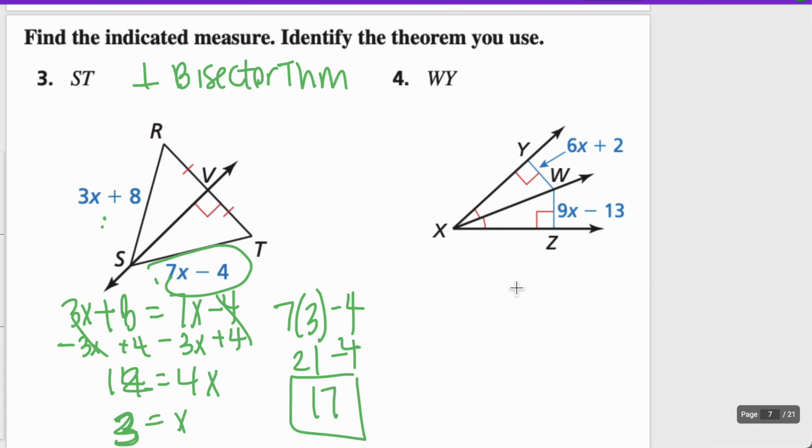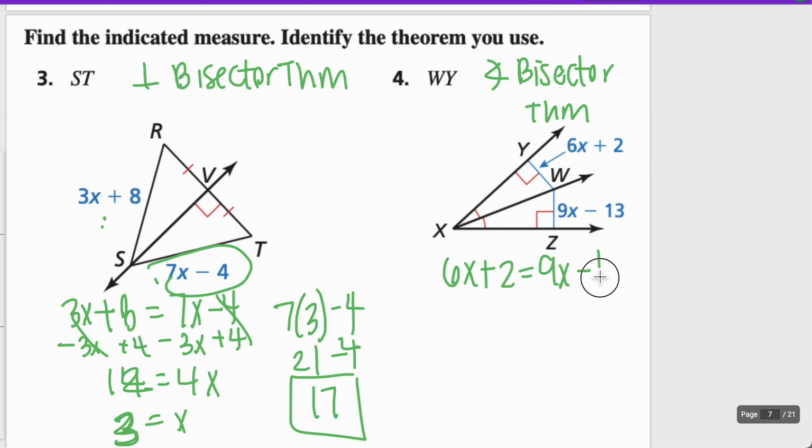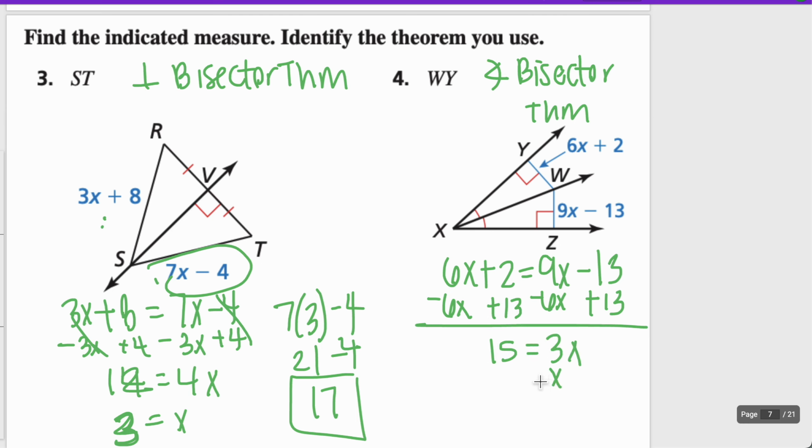Up here, we also have a bisector theorem, but this one's the angle bisector theorem. So that means both of these angles would be equal to one another, so that means these segments can be equal. So 6x plus 2 is equal to 9x minus 13. We're going to start by moving our variables to the same side, move our constants to the same side as well. We're going to get 15 equals 3x, so x must be 5. Then we can plug it in to find out what WY is equal to. So 6x plus 2. 6 times 5 is 30, plus 2 is 32.